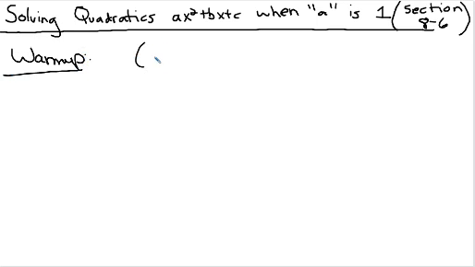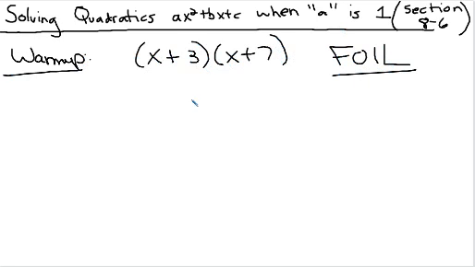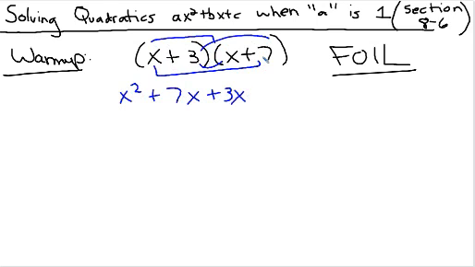Let's say that I have x plus 3 times x plus 7. And I told you to multiply those two binomials using FOIL, which we have worked on. So using FOIL, x times x is x squared. The outside terms, positive times a positive, I get plus 7x. Inside terms, I get plus 3x. Last terms, when I multiply them, I get plus 21. And I combine my two middle terms, and I get x squared plus 10x plus 21.